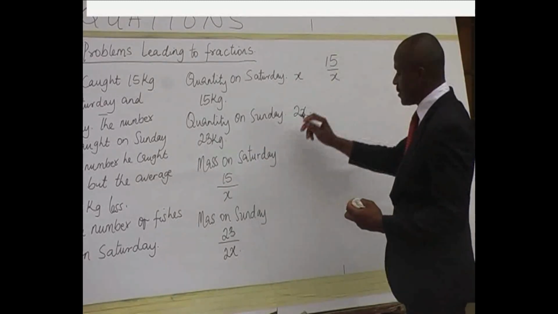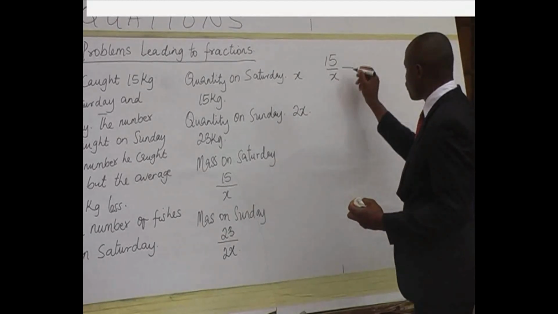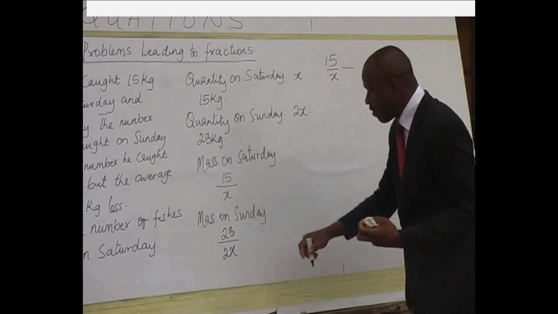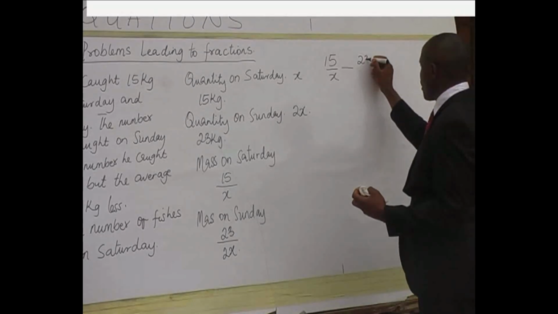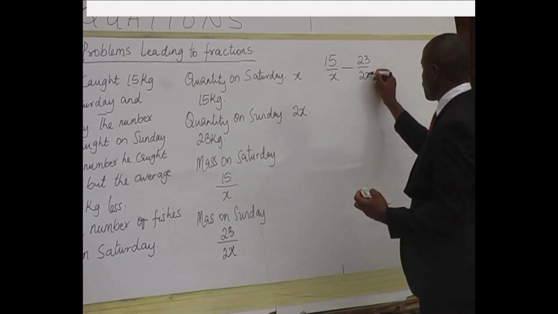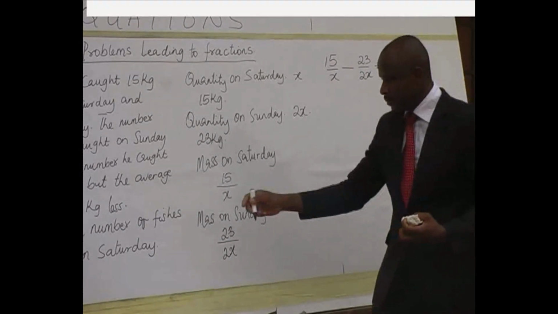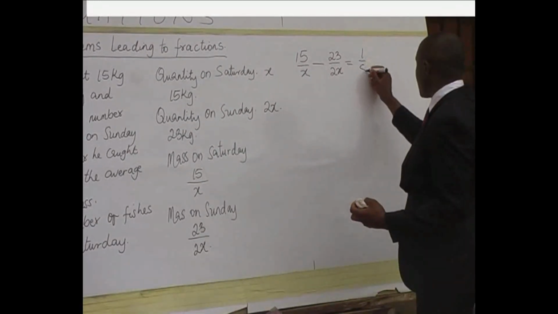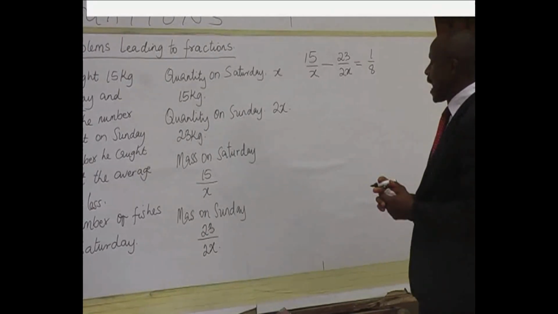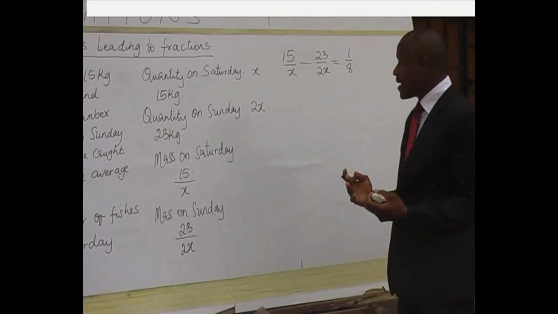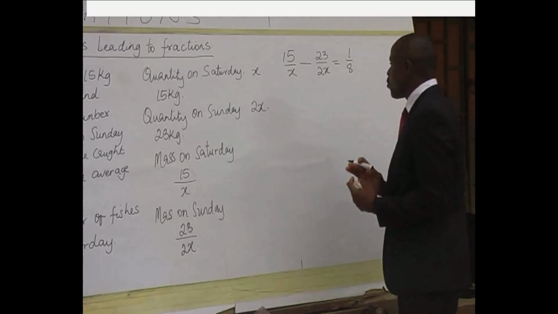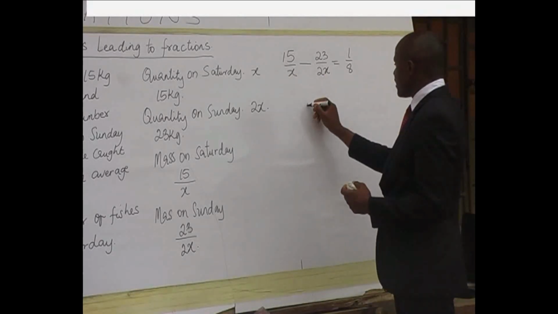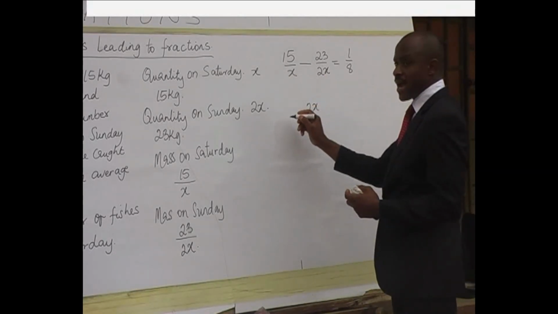15 all over X, if you subtract the average mass caught on Sunday, which is 23 all over 2X, it's going to give you 1 all over 8. We have constructed our mathematical statement. Now, let's solve this equation. Find the LCM of X and 2X. The LCM of X and 2X is 2X.